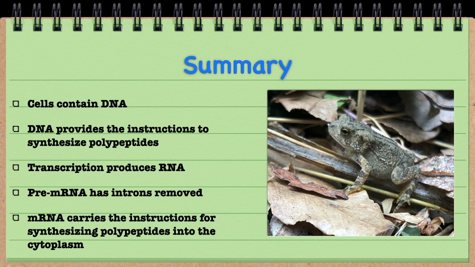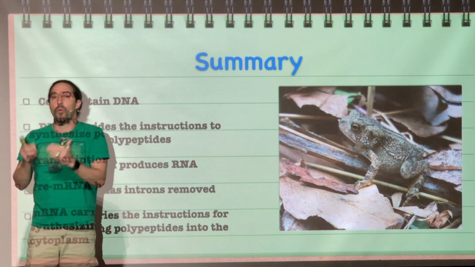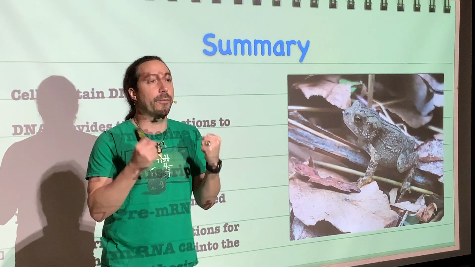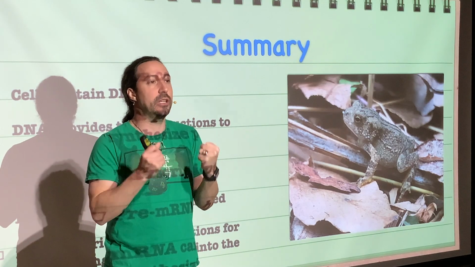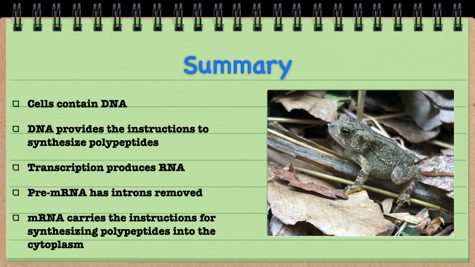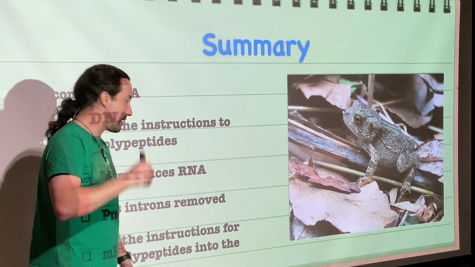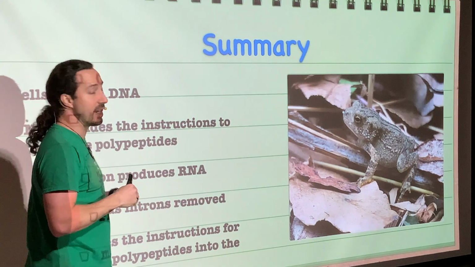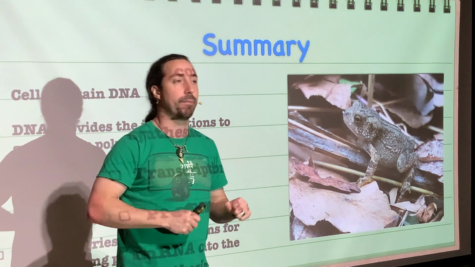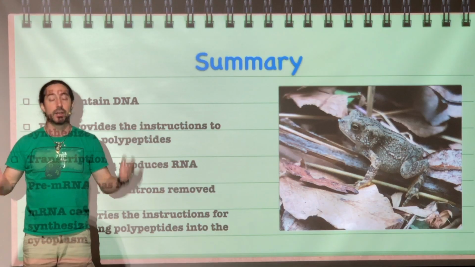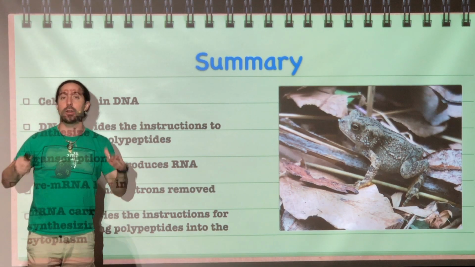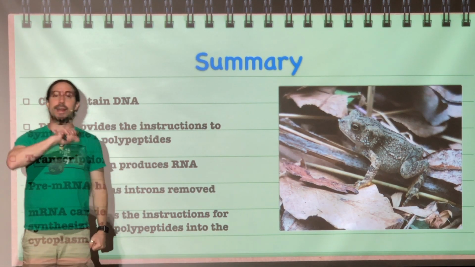The pre-mRNA is the mRNA that is made that hasn't yet had those introns removed. Once the introns are removed, you have the final product of mRNA that is going to be used by the cell. And mRNA is going to carry the instructions out of the nucleus and into the cytoplasm so you can synthesize your polypeptides by the ribosome, which we will talk about in our next episode on translation.